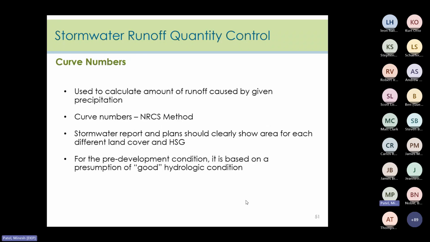Curve numbers are associated with the NRCS methodology and are used to calculate the amount of runoff caused by a specific amount of precipitation. The reviewer must be sure that the curve numbers correspond with each specific area based on land cover and hydrologic soil groups. The curve numbers are based on a presumption of good hydrologic condition unless the design engineer provides evidence showing different conditions. Again, this was said in Module 2.